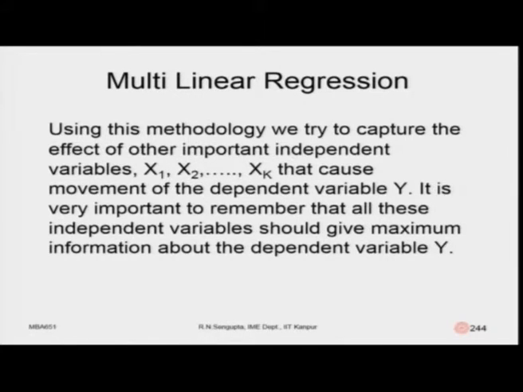Using this method, we try to capture the effect of other important independent variables x1, x2, x3 till xk that cause movement of the dependent variable y. It is very important to remember that all these independent variables should have the maximum information about the dependent variable y. So, x1, x2 till xk would give you the maximum information, based on which you will be able to predict y.